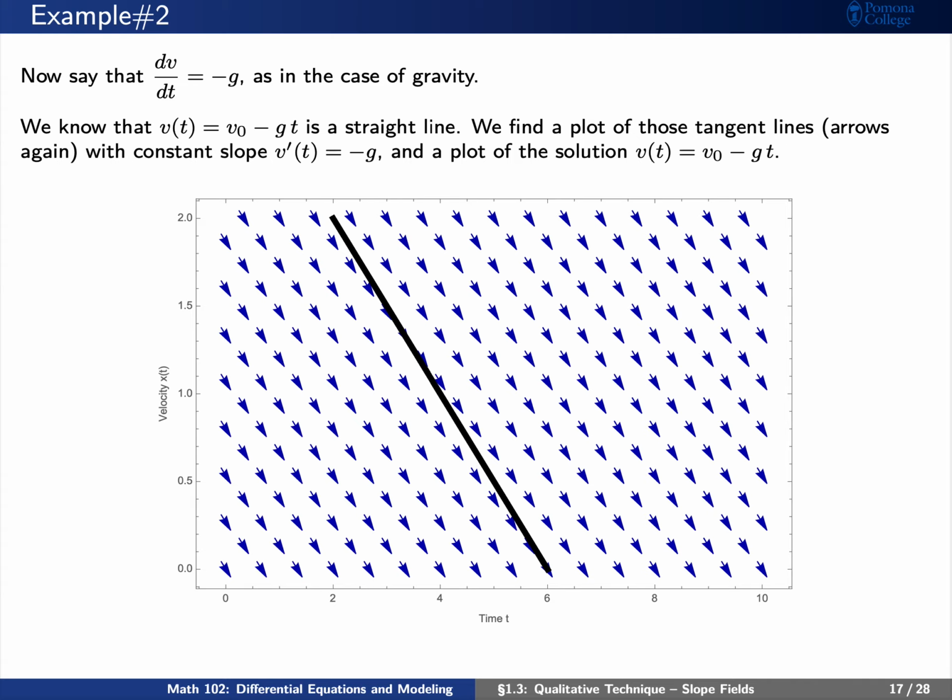Now, if we connect the arrows together, then we actually find our solution. This is where the black line is not only where we've connected the arrows together, but it's also the plot of the function v of t equals v0 minus g times t.